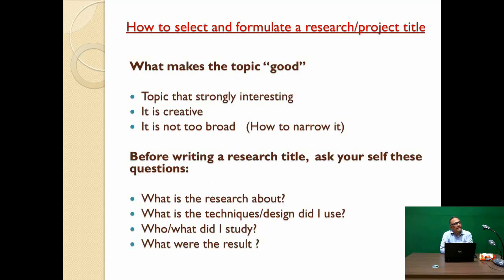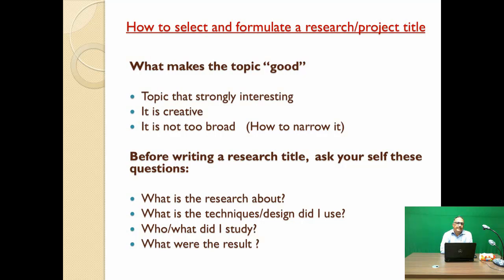Okay. In the first slide, I try to answer this question: how to select and formulate a research or project title. Let me start with this question: what makes the topic good in general, and the title as well? There are some features that make the title and the topic good, like a topic that is strongly interesting to you and to others. It is creative, that means a unique topic or unique title, and it is unusual or not a repeated title or topic. The third, it is not too broad, and you have to know how to narrow it if it is broad.